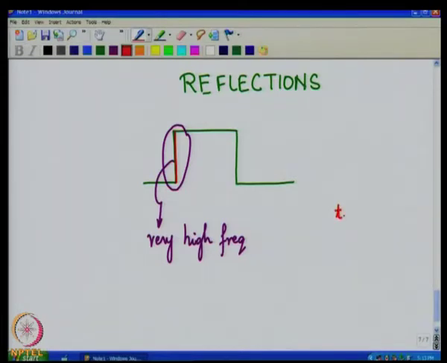and if you say that rise time is TR, it is the time taken for the voltage waveform to rise from 10% of the value to 90% of the value, that is from 10% down here to 90% up there, is generally defined as the rise time, and that is a very, very small number of the order of nanoseconds.